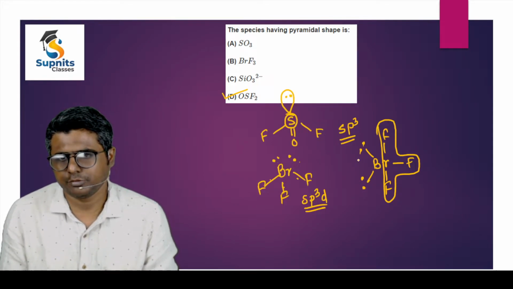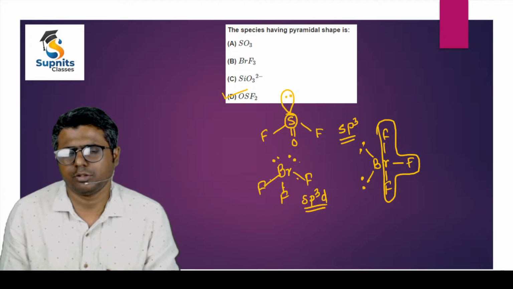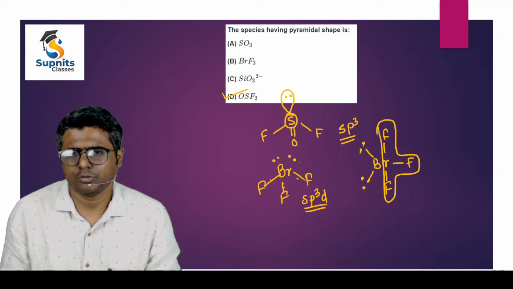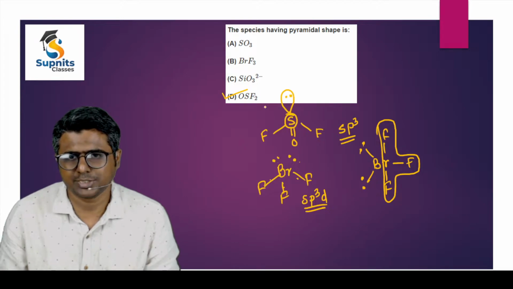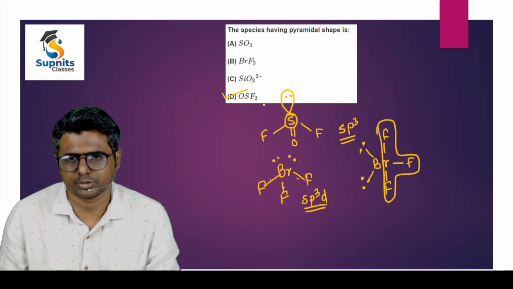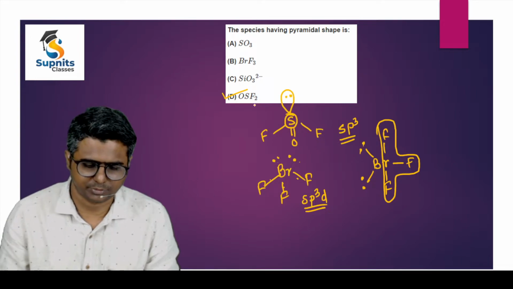On the other hand, if you take SiO3 2 minus, that will also have a trigonal planar structure. So overall our answer is OSF2. Please practice the other ones also, otherwise you are not going to understand the structures, how to draw the structures and how to find out the shapes. Please practice all the options.